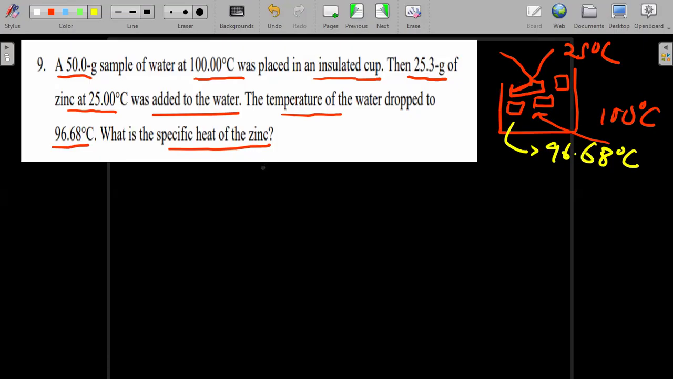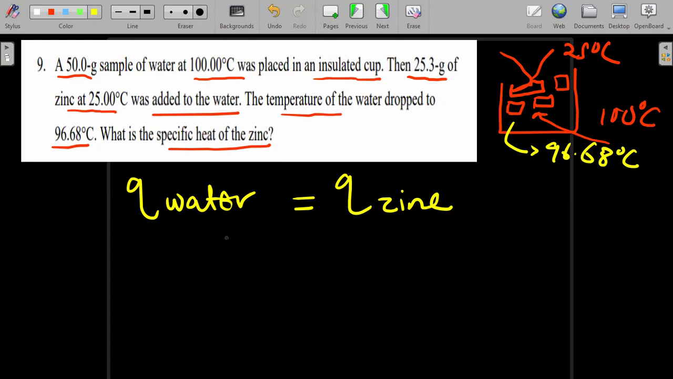So what are we going to use there? We're going to use the energy transfer. When you put the zinc in the water, energy is transferred from the water that is at a higher temperature to the zinc that is at the lower temperature. So we are going to say the energy, or the heat, that is lost by water is equal to the energy that is gained by the zinc. All right, so these two here are going to be equal.